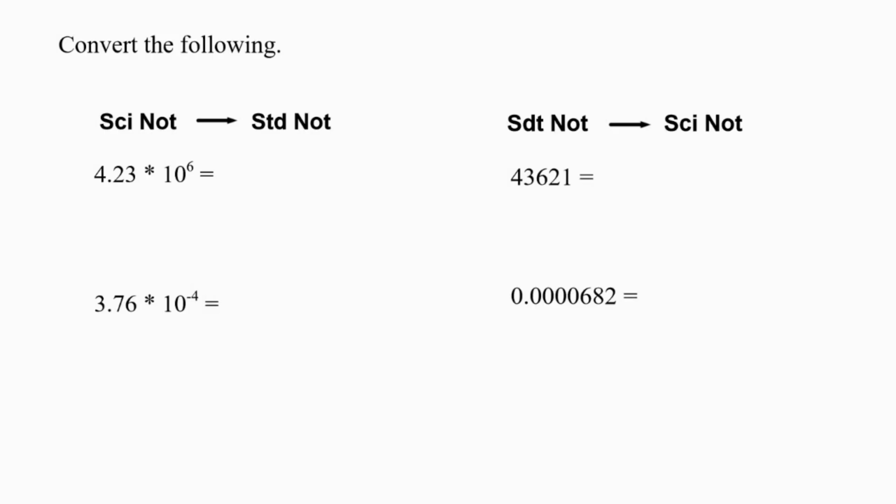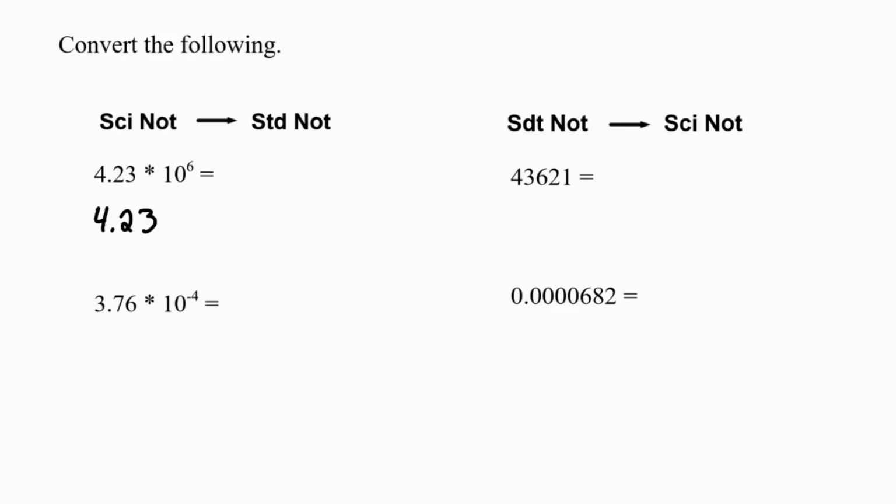So what I want to do here is rewrite our 4.23, and we're going to be multiplying this by 10 to the 6th power. Now, keeping in mind, this is really 10 times 10 times 10 times 10 times 10, 6 times, right? So what is that going to do to our number 4.23? Is that going to make it a lot bigger or a lot smaller? Well, it's going to be making it a lot bigger, right?